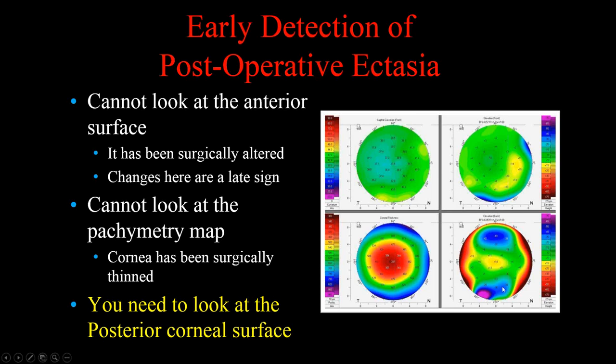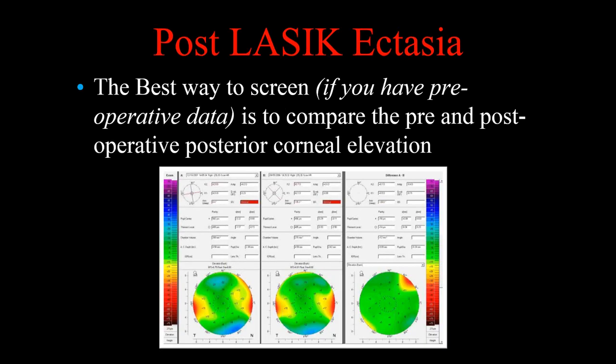So if all I have is a map, someone sends me a map here, okay? Well, notice the flat area on the anterior surface because the person had an ablation. Notice the thin cornea, again, all expected. But notice here, there's a positive elevation on the posterior surface. That is abnormal. I can say the map is not normal. What I can't say is whether it's post-LASIK ectasia or a pre-existing subclinical keratoconus that was missed, unless I have preoperative data. So if I'm only given a single map here, I can see this is abnormal, but I can't know if it's a subclinical condition that was missed or post-LASIK ectasia. The best way is if we have preoperative data. And the best way to screen for post-LASIK ectasia is to compare pre- and post-operative posterior corneal elevation. Because, again, the posterior surface doesn't undergo any significant change after ablative treatment.